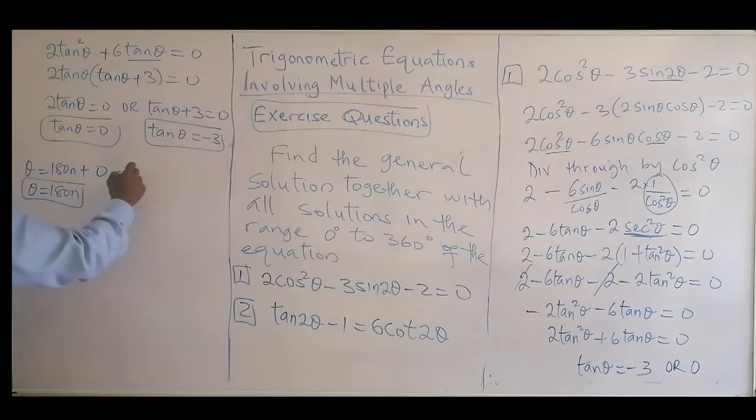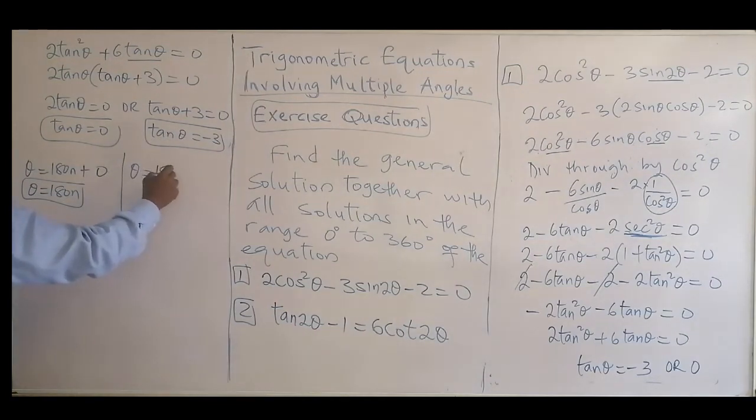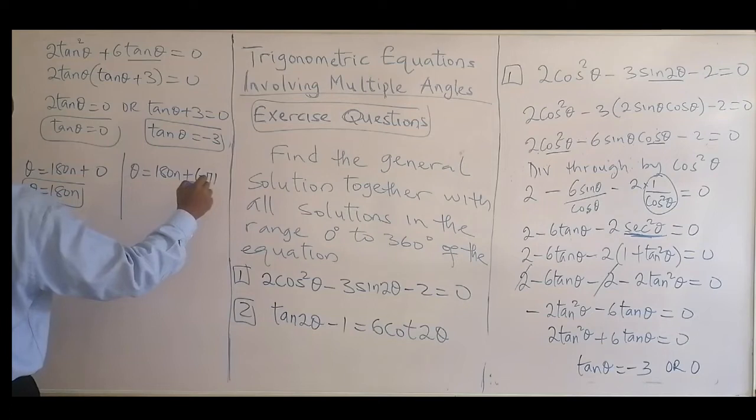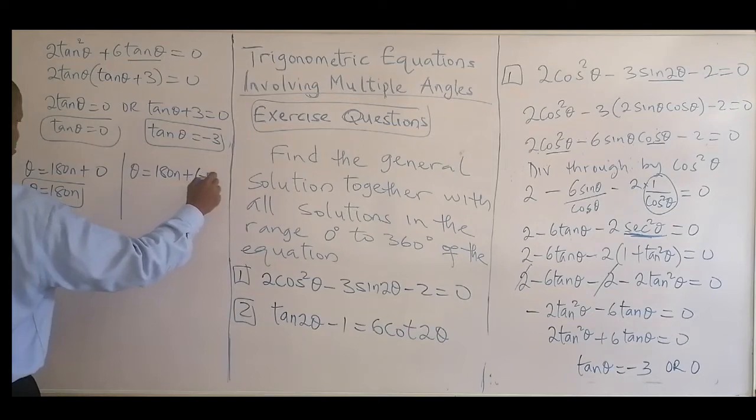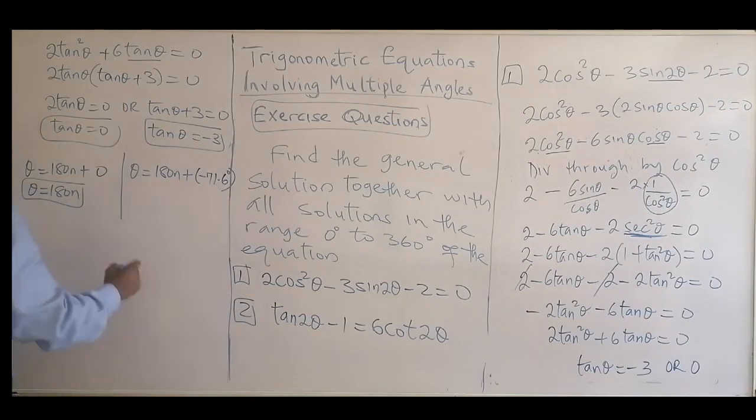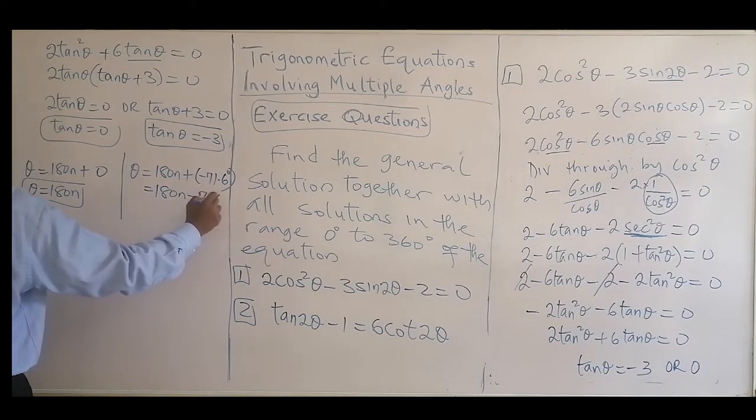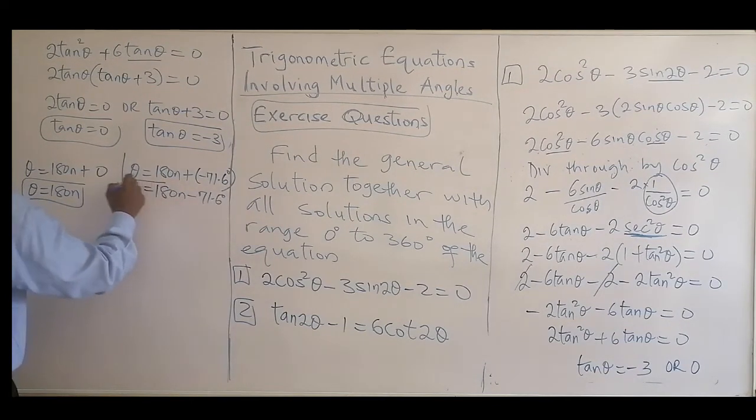Then for this one, theta will be equal to 180n plus arctan of minus 3, which is minus 71.6 degrees. So theta equals 180n minus 71.6 degrees. These are the two general solutions.